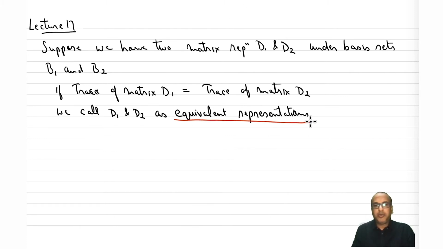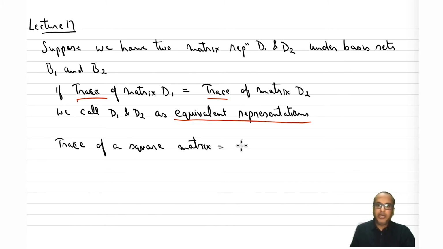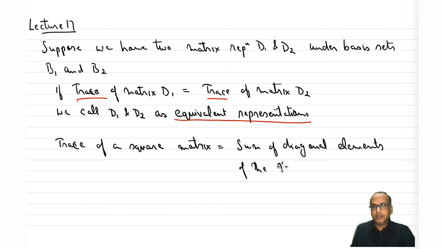Now this is very important here. Because we are saying that the trace of the matrix D1 is equal to the trace of the matrix D2, in such cases we call the representations as equivalent. So what is trace, by the way? Those who don't know what is trace, the trace of a square matrix is equal to the sum of diagonal elements of the matrix.